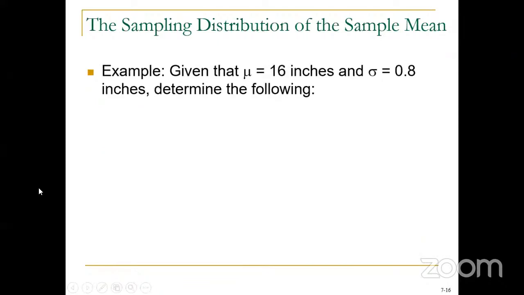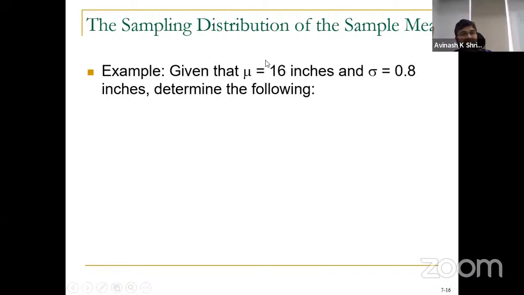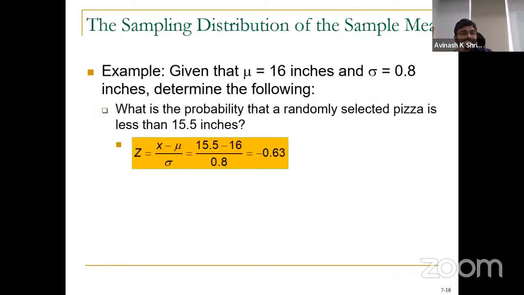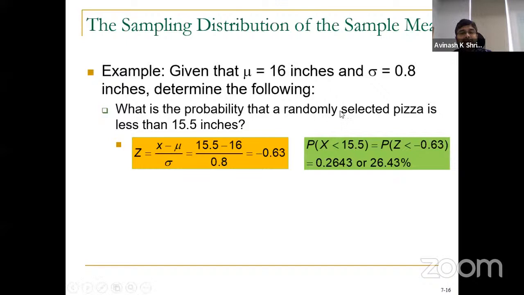Okay. Yes, sir. Similarly, suppose mu is 16. The population mean is 16, and the population standard deviation is 0.8. We have to determine something. It is asking, what is the probability that a randomly selected pizza is less than 15.5 inches? Mind you, we have selected a pizza. That means the trial is only once. So in that case, you can easily understand that we are looking for the probability of x less than 15.5. We have calculated the value corresponding to 15.5. It is coming to be minus 0.63, right?